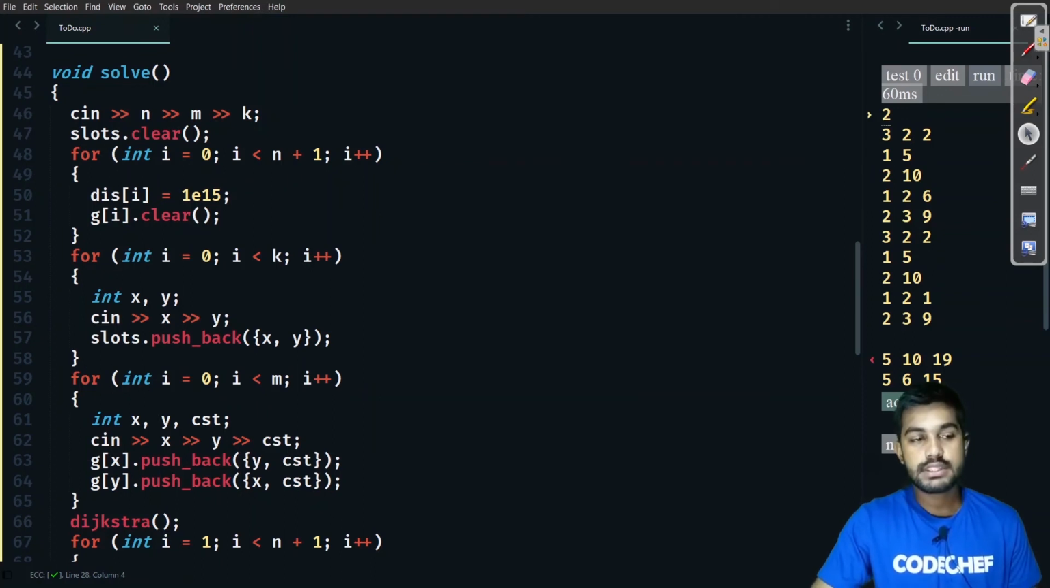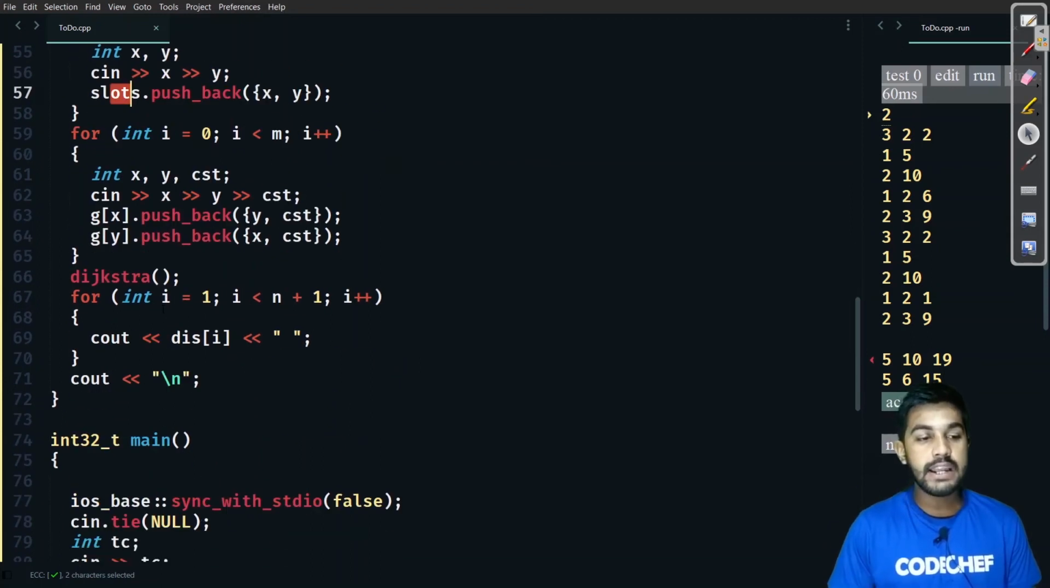Now, first, the main function. At first I am clearing the slots for every test case. I am taking the input of n, m and k. The next thing I am doing is resetting the value of the distance with the maximum possible, and then I am clearing the graph also. We are given k number of hospitals, so we are taking the input and then we are pushing it in the slots vector.